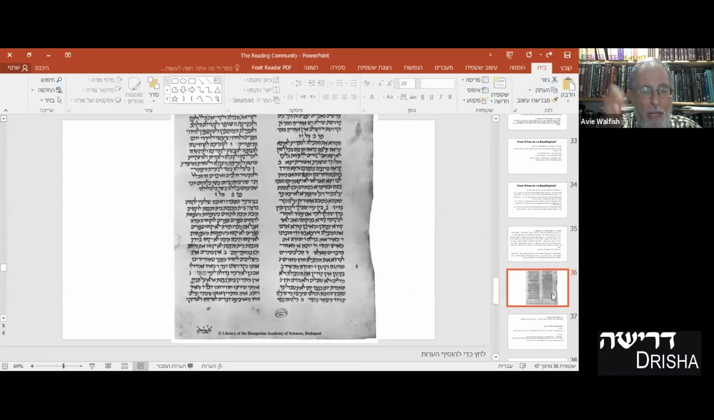Okay, so here we have a facsimile of the Kaufman manuscript. Okay, that's the premier Mishnah manuscript, written by a scribe in Italy in the 11th century. Okay, and it reflects the Eretz Yisrael tradition of the Mishnah text.